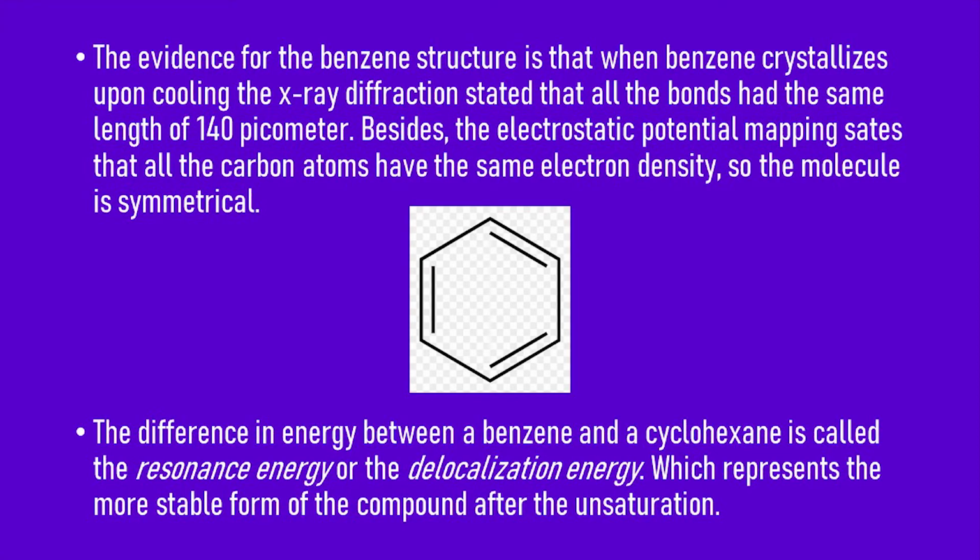The evidence for the benzene structure can be proven by the fact that when benzene crystallizes upon cooling, the X-ray diffraction states that all the bonds have the same length of 140 picometers. Besides, the electrostatic potential mapping states that all the carbon atoms have the same electron density, so the molecule is symmetrical. The difference in energy between a benzene ring and a cyclohexane is called the resonance energy or the delocalization energy, which represents the difference in stability between the unsaturated and the saturated form of the benzene ring.